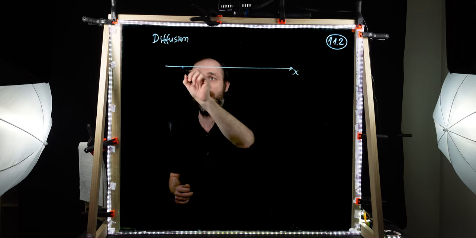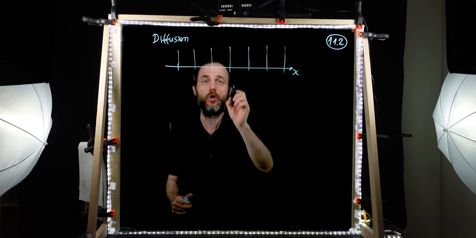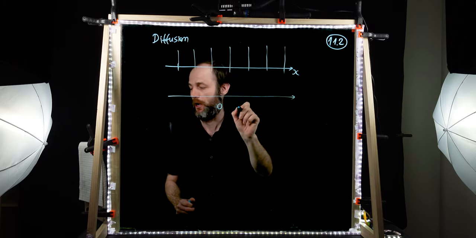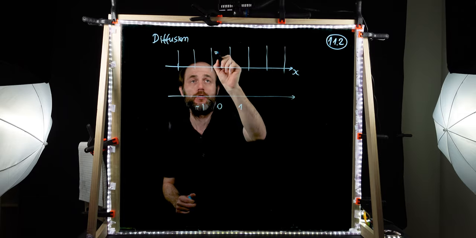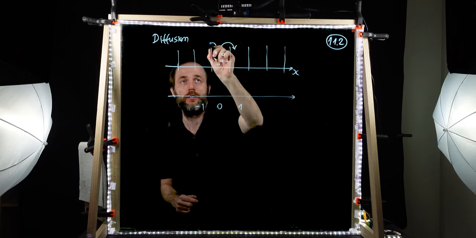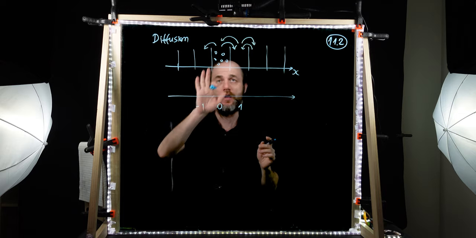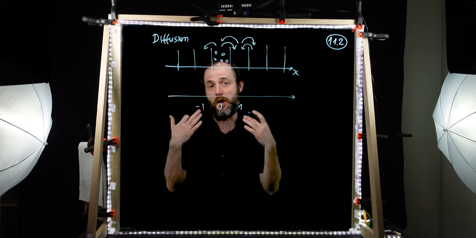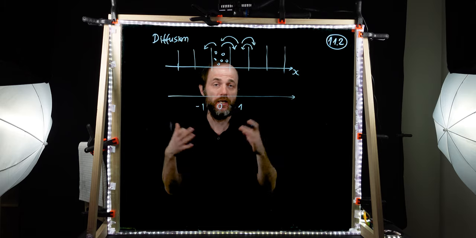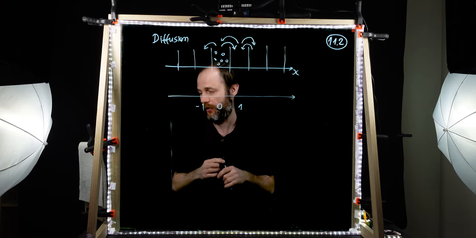So that's our x-coordinate, and we're going to break it down into bins. Bin 0, bin 1, bin minus 1. So you can imagine that every bin contains a bunch of molecules, and these molecules can hop either to the right or to the left. And the same thing happens with other bins. So every bin loses some molecules because, just probabilistically, the molecules move in between the bins. And sometimes it gains a molecule. So it can lose a molecule either to the left or to the right, or it can gain a molecule either from the left or from the right.